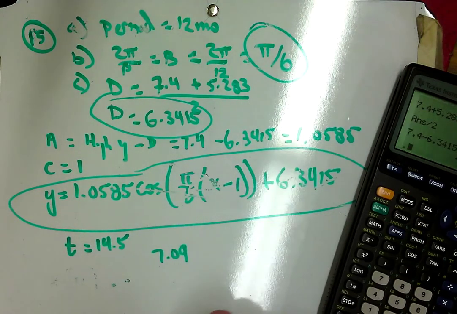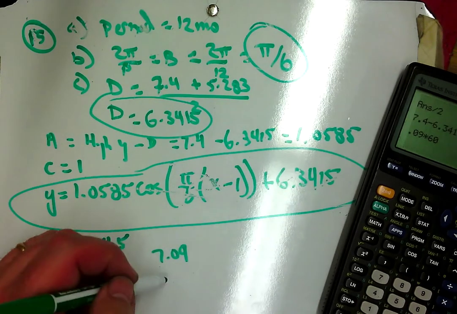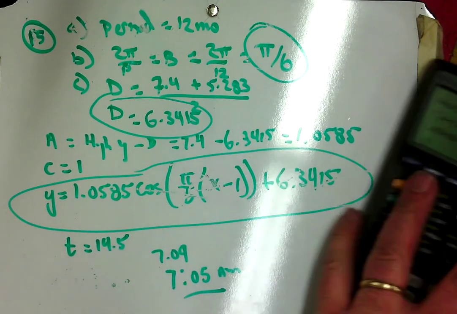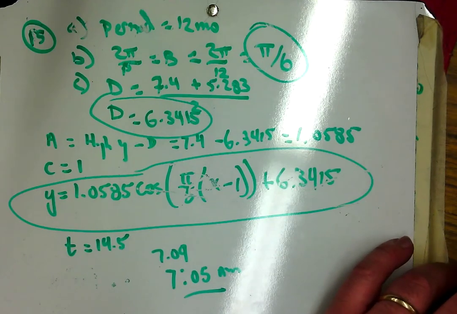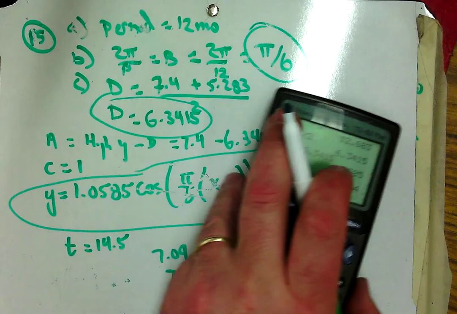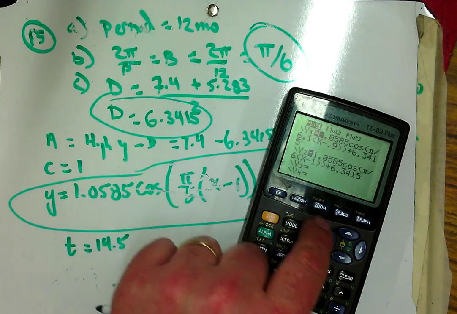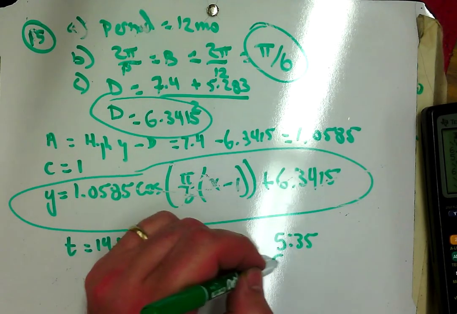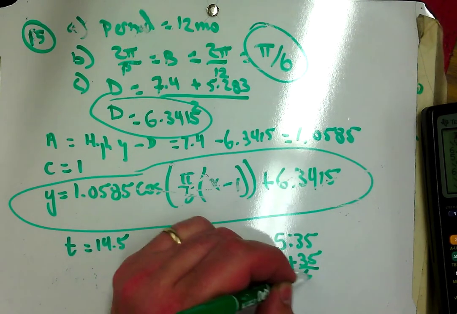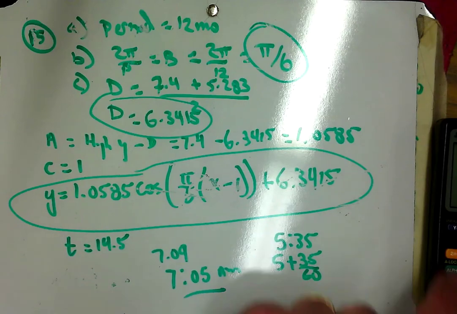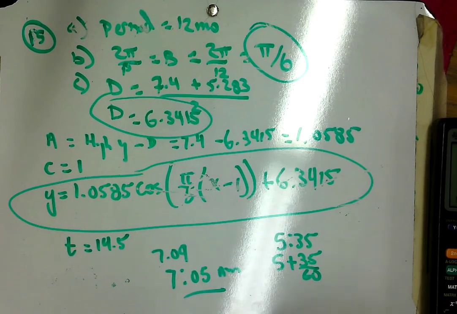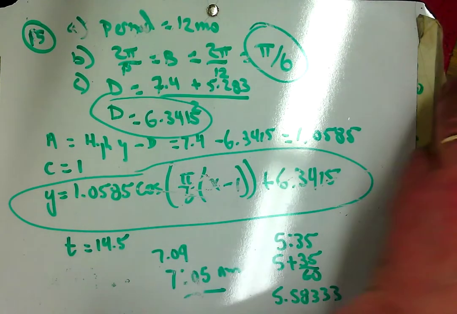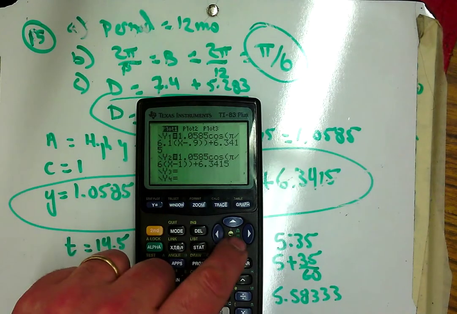So 0.09 times 60, that's 7:05 a.m. Okay, and then find two dates in 2018 when the sunrise will be 5:35 a.m. So these output times were 5:35, which is 5 plus 35 over 60. So 5 plus 35 divided by 60 gives me 5.58333. That's the y value I'm looking for, so let's graph that.